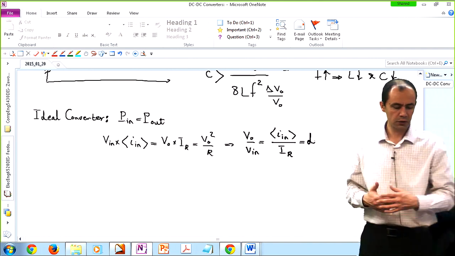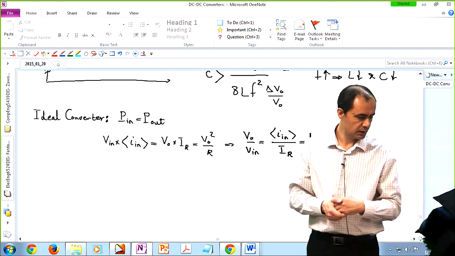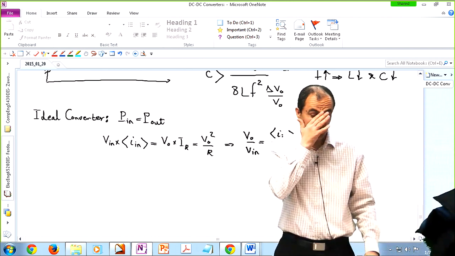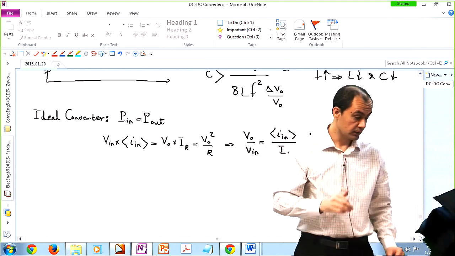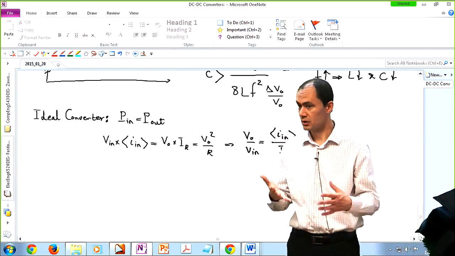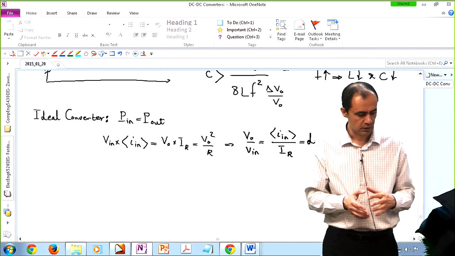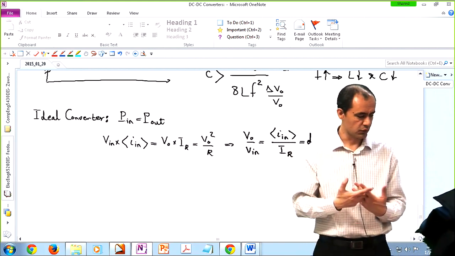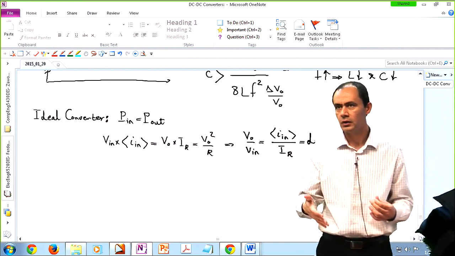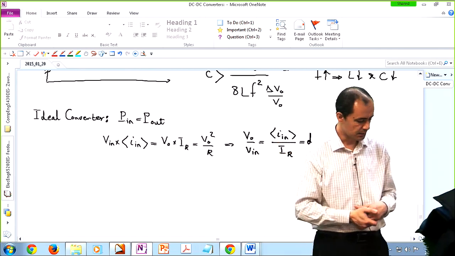All right, so we already knew that V out over V in is D. Now the new conclusion is the average value of the input current over the average value of the output current, which is I_R. That is also D. It's like, again, a DC transformer, and the turns ratio is D. So your voltage is being stepped down, and your current is actually being stepped up.